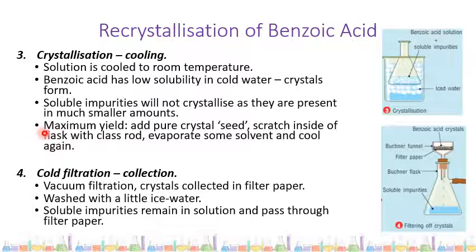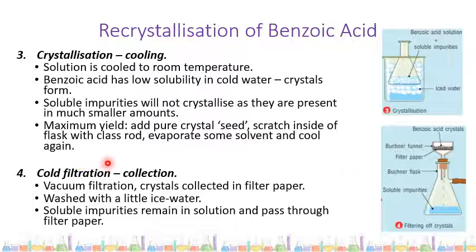A good thing to remember here is that to ensure the maximum yield of our crystals, you can add a very small pure crystal seed. So you can get a pure sample of benzoic acid and add a very small amount of that in, and that will promote the growth of crystals. You can also scratch around inside the flask with a glass rod, which can promote the growth of more crystals again. Or you could evaporate off some of the solvent, so heat it up to evaporate off the solvent and recool it again.